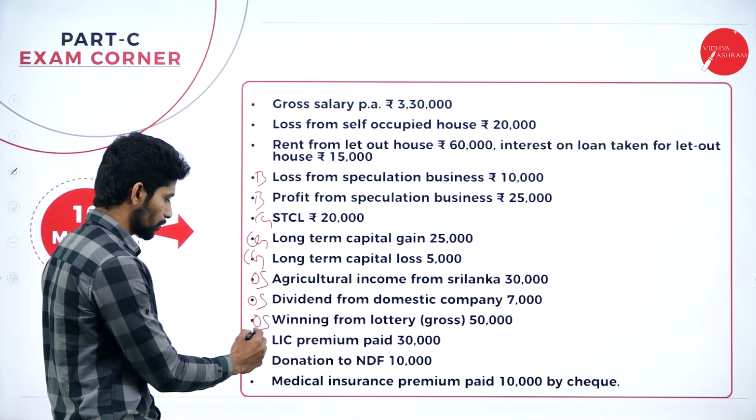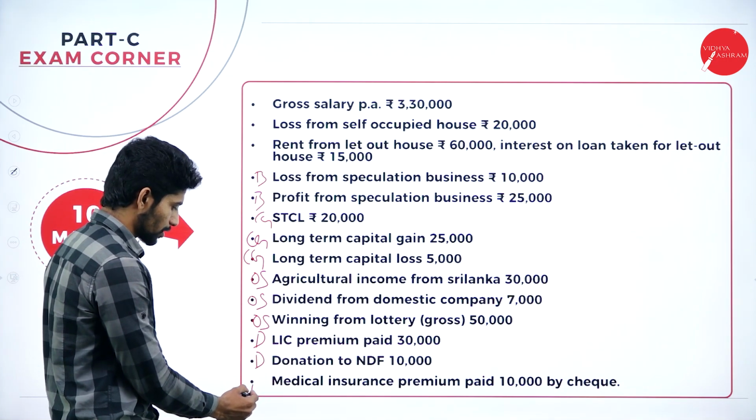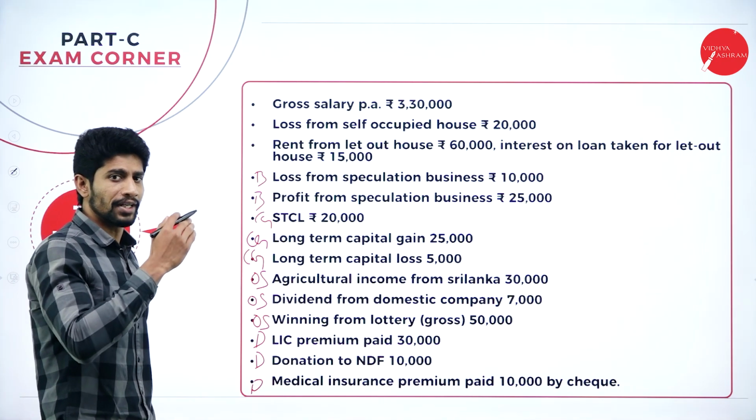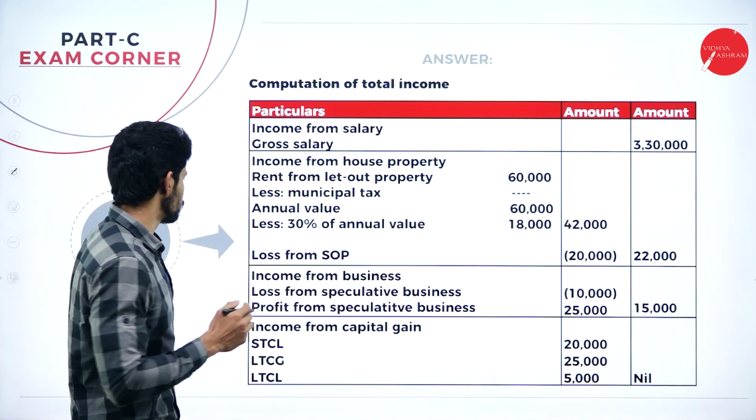LIC premium relating to deduction. Donation relating to deduction. And medical insurance relating to deduction. So if you mark like this, it will be very easy for you to solve the problem. So moving on to solve the problem.